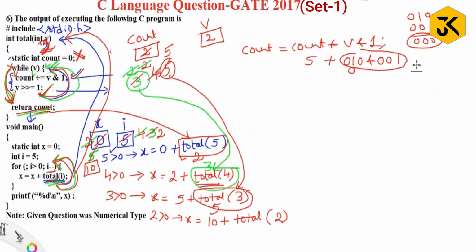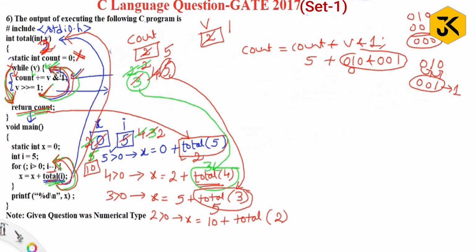Now we right shift by 1. If we right shift by 1, the binary format of 2 is 010. Right shift by 1 means this digit comes to here, this digit comes to here, and at the last digit I am going to add 0. So 001 in decimal format is 1. So the V value is 1 now.